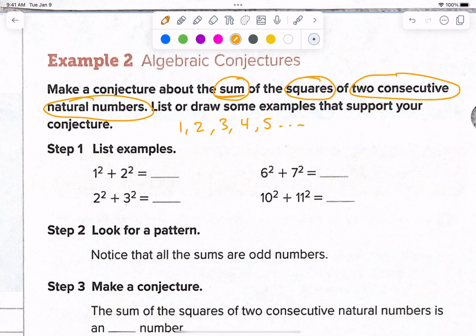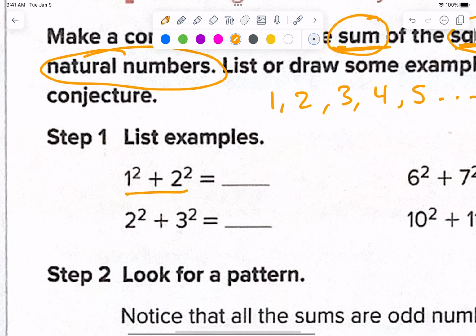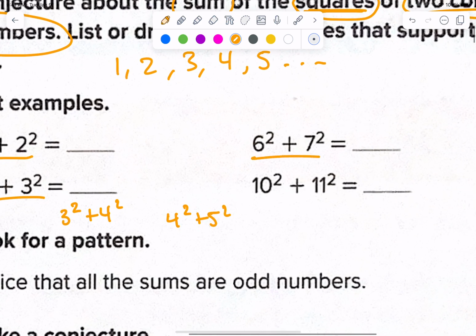And the sum of the squares of 2 consecutive. What does consecutive mean? In a row. So like 1 and 2, or 2 and 3, or 3 and 4, or 4 and 5. Two consecutive, one right after the other. So like 1 and 2, I want the sum of their squares. So like 1 squared plus 2 squared, or 2 squared plus 3 squared, or 3 squared plus 4 squared, or 4 squared plus 5 squared, or 5 squared plus 6 squared, 6 squared plus 7 squared, 10 squared plus 11 squared, all of those, right?